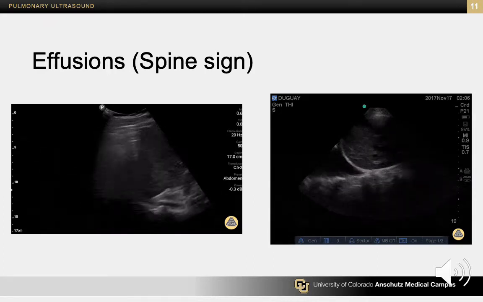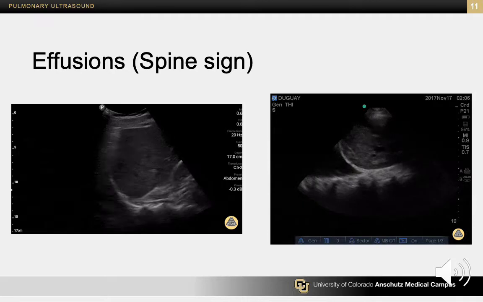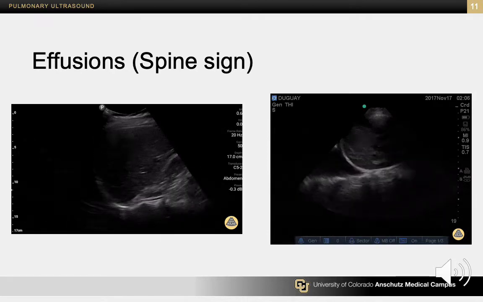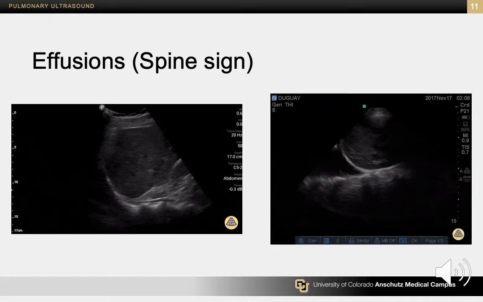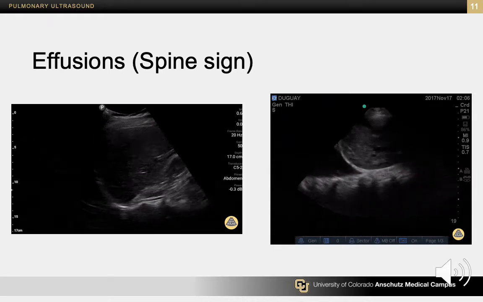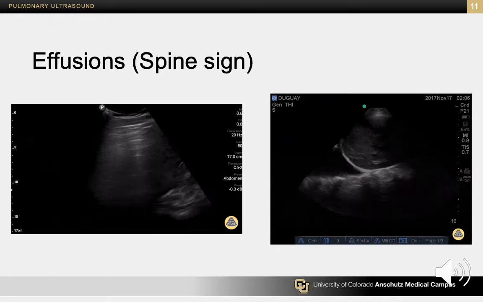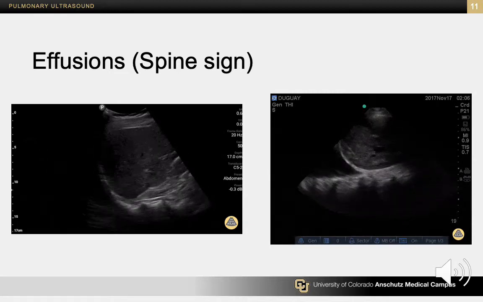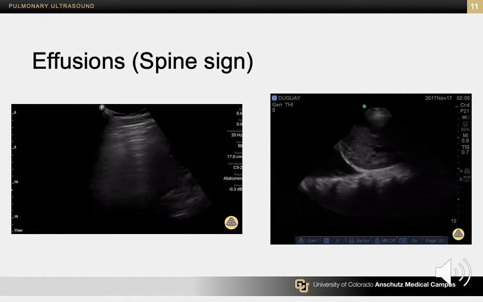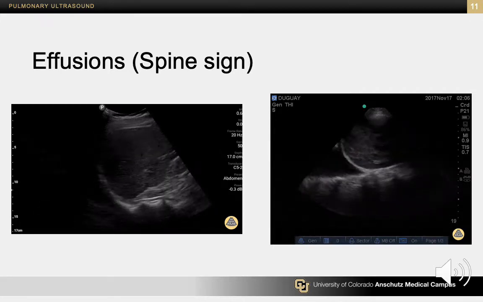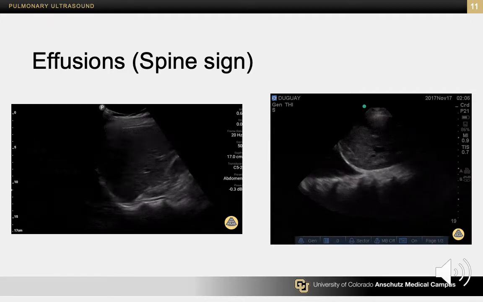negative spine sign. If we move over here to this image, again, we've got liver, diaphragm, vertebral bodies down here, so hyperechoic with the anechoic shadowing of the bone. And then as we move above the diaphragm, we can still see those vertebral bodies there, okay?